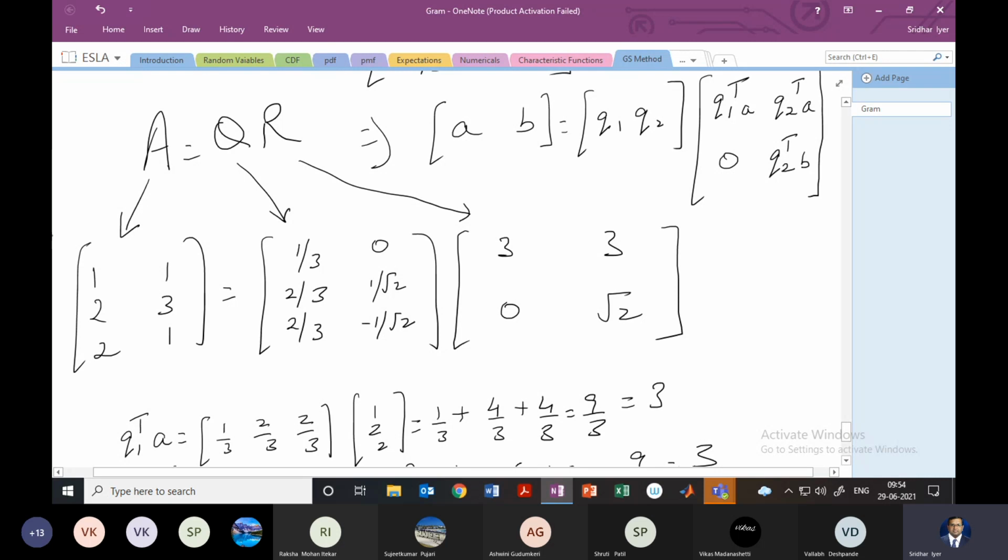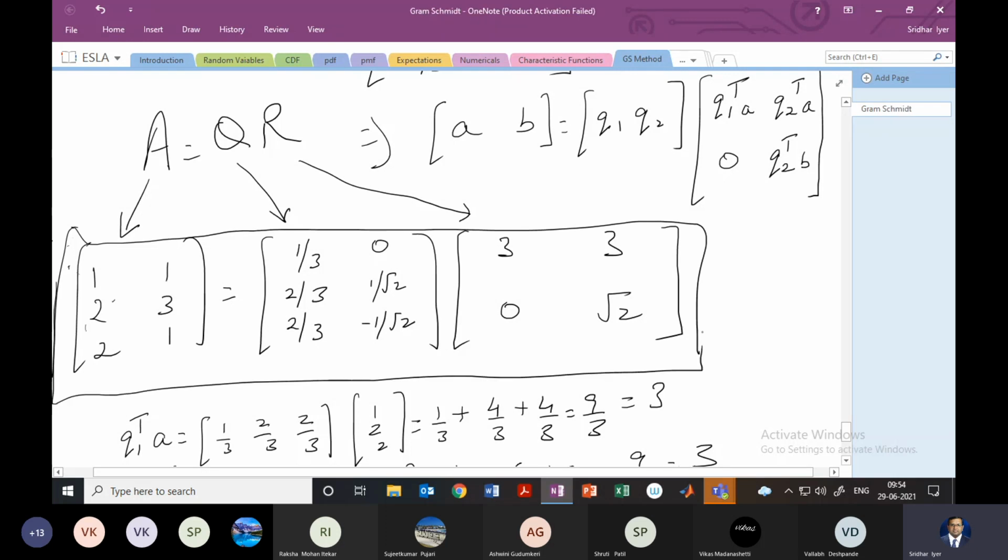So then this is the format that we want. A equal to QR. Right? So we have been able to write the matrix which is given to us, A, in the form of Q into R. So this is all the process that we have for the Gram-Schmidt procedure, right?